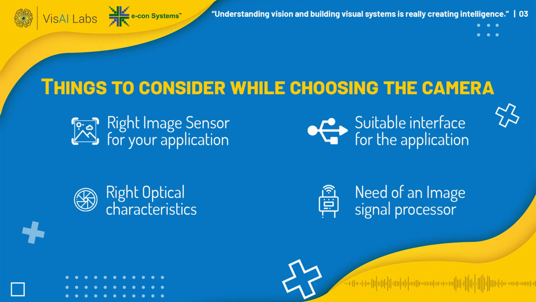We always look at the resolution of the camera, but that is just one aspect of the camera system. Whether we need a full HD or 4K or more than that, it is just one aspect. What kind of optics we have to choose for the application? We always look for the autofocus lens, but is it suitable for all applications? That is something we need to look for. What is the purpose of an image signal processor? Do we need an image signal processor for the application? What is a suitable interface for the camera? Let's see one by one.